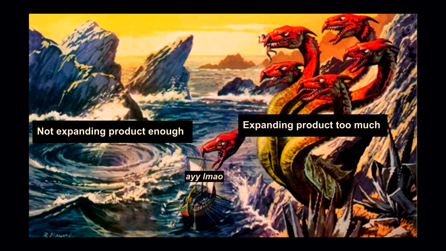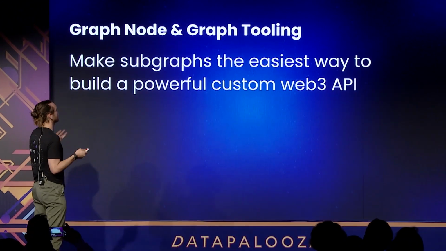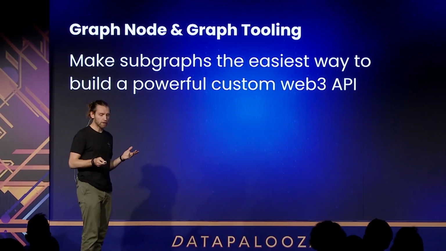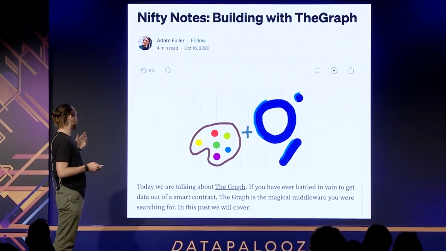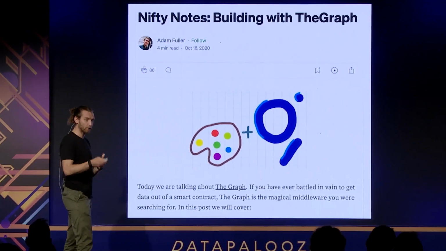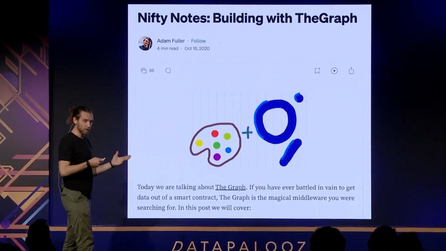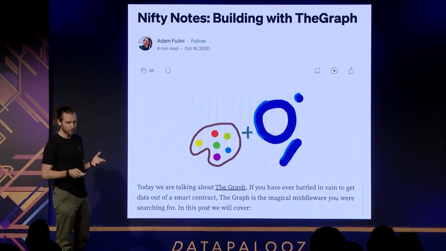So you end up in the classic product conundrum of how much to expand your product, how much to expand your scope, going from not expanding it enough, to expanding it too much and losing focus. So with subgraphs, what we think about as our focus is making subgraphs the easiest way to build a powerful custom Web3 API. Essentially giving more people the reaction that I had in 2020 when I built on subgraphs for the first time. I actually wrote a blog post about it. This was before I worked at The Graph, because it had transformed my development experience building on dApps. I had much less hair and one fewer children at that time.